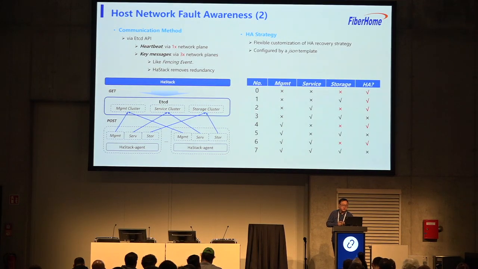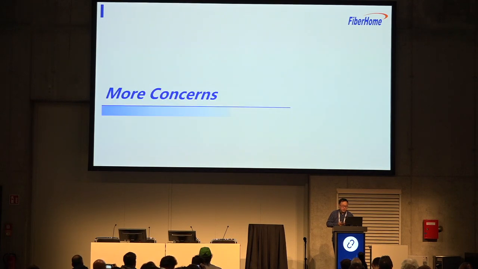And about the HA strategy, we use a JSON template to configure. And the default strategy of HA is shown in the table below. And you can see from it, for example, we'll trigger the HA process when the storage plane is interrupted. And of course, you can customize the strategy based on your own business needs. And so here, the two key features in the system are introduced. And next, I'll show you what other related features we've done in the solution.